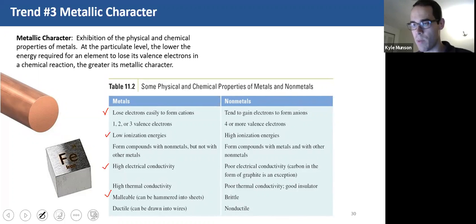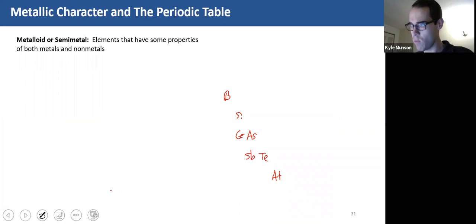Whereas nonmetals are pretty much the opposite. They tend to gain electrons, not lose. They have high ionization energies. They're poor electrical conductors, and they're brittle usually. Okay, so for metals then, the ability for it to lose electrons, to lose its valence electrons in a chemical reaction, the greater that ability, the greater its metallic character.